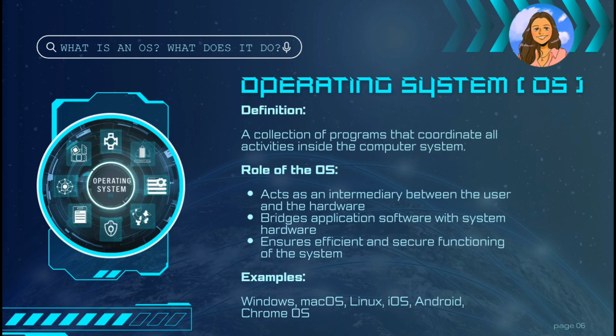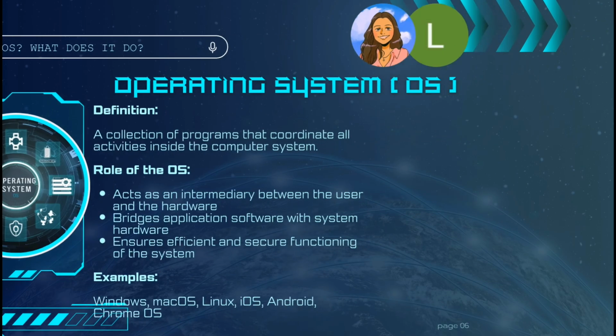Moving on, now let's talk about the operating system and what does it do. The operating system, or OS, is the real superstar of system software. It acts as the bridge between you, your hardware, and all your apps. It manages everything from turning on your computer to organizing your files, controlling your devices, and keeping your system safe. Basically, OS is the one making sure your computer runs smoothly from the moment you switch it on. Some examples of OS include Windows, Mac OS, Linux, iOS, Android, and Chrome OS.